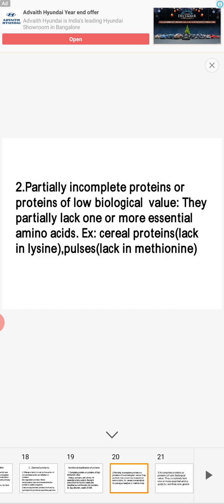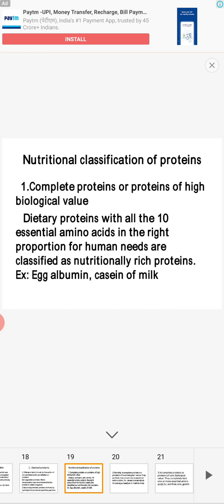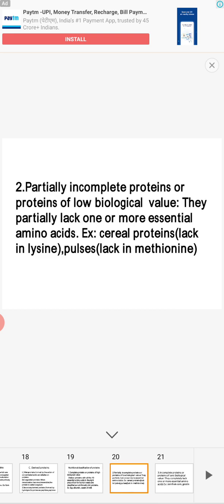What are those essential amino acids? Methionine, threonine, tryptophan, valine, isoleucine, leucine, phenylalanine and lysine. Egg albumin contains almost all, so it is a complete protein. Next is partially incomplete protein, partially 50-50, proteins with low biological value. They partially lack one or more essential amino acids. If there is a lack of essential amino acids in the diet, it's a danger, because essential amino acids are not synthesized in the body and must be obtained from diet.